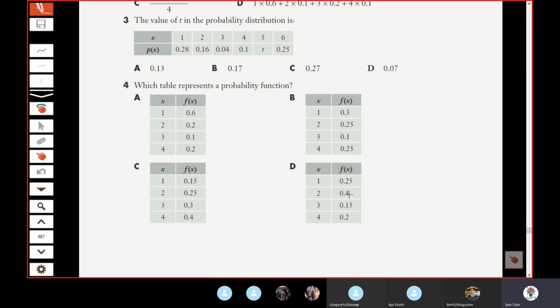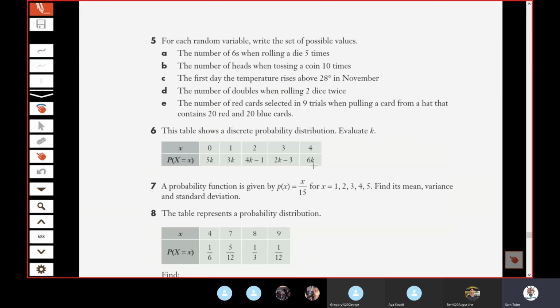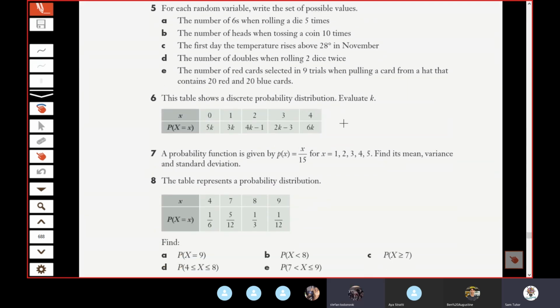This one, 60 and 40, that adds up to 1, I think. So I think it's D, but let's check the others. 70 and 40, that doesn't add up to 1. 30, 90, 1.1, that doesn't add up to 1, so the answer is D. This is easy stuff, right? Yeah. That looks easy.